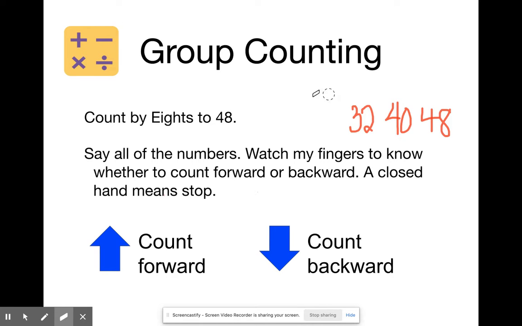Okay, we're going to see if we can get the first three. We're going to go all the way to 8. Everybody, 48, 40, 32, 24, 16, 8. All right.